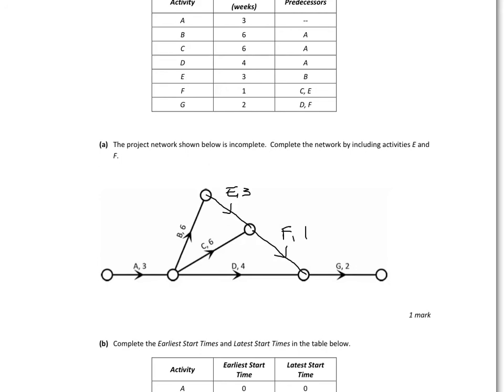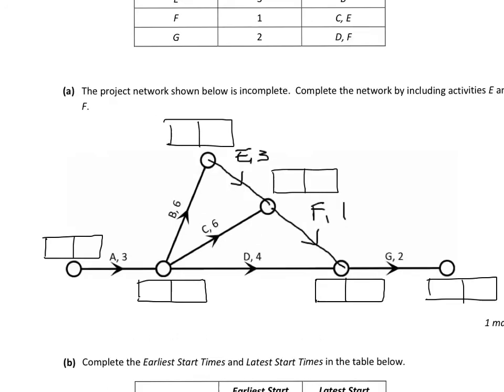Okay, so now we need to complete a table of earliest start times and latest start times. And in order to do that, and then the following question as well, finding the overall minimum time, we need to do our forward and backward scan. Okay, so let's look at doing that now. We've just added our boxes and we'll start from the beginning. So always starting at 0 at the beginning.